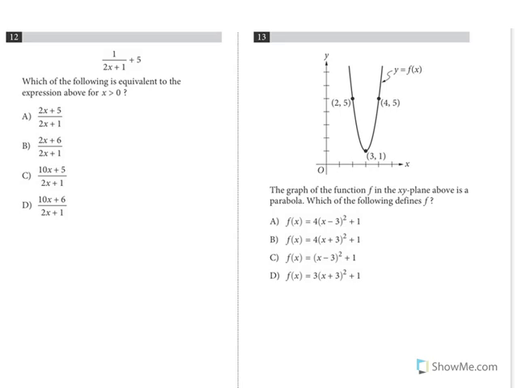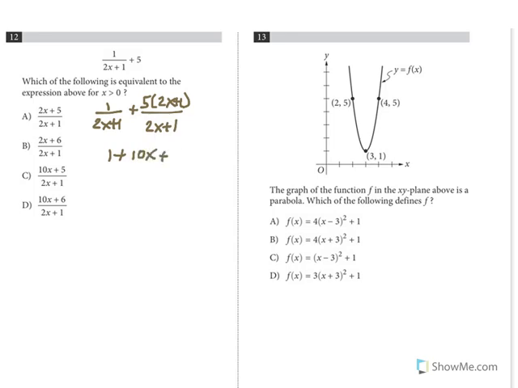1 divided by 2x plus 1, plus 5. Which of the following is equivalent to the expression above for x greater than 0? All right, so simplifying a rational expression, let's see what we're going to have to do here. In order to add those two expressions, they have to have the same denominator. So we're looking at 1 divided by 2x plus 1, plus 5 times 2x plus 1 divided by 2x plus 1.